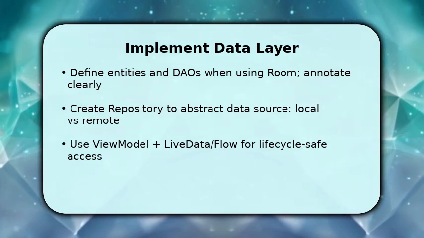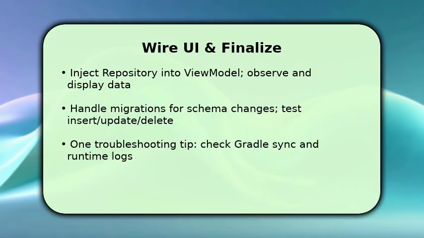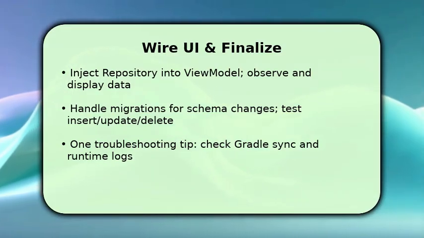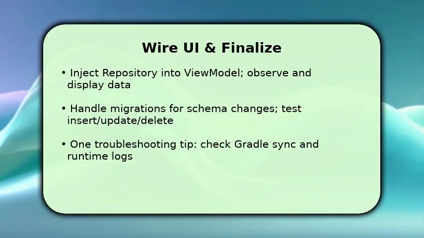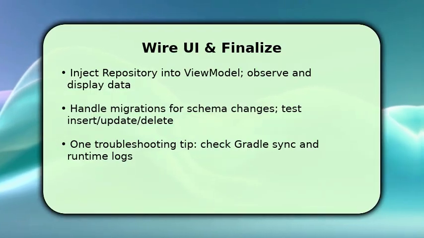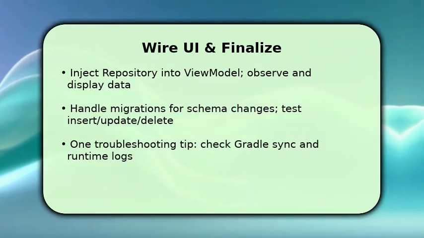You wire the UI by injecting the ViewModel and observing its state. Update RecyclerView adapters on change. Then implement write operations with proper transactions and test CRUD flows across configuration changes.